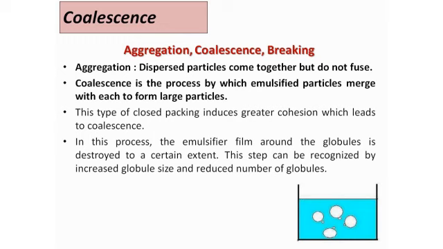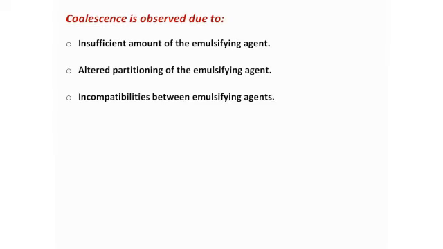And when this emulsifier film gets destroyed, it leads to what? Coalescence, meaning fusion of the two particles, and this process can be recognized by an increase in globule size and a reduced number of globules. So coalescence is observed due to three factors. Number one, insufficient amount of the emulsifying agent. If we use an insufficient amount of the emulsifying agent, this can lead to coalescence, that is, the fusion of the dispersed phase. Next, altered partitioning of the emulsifying agent.